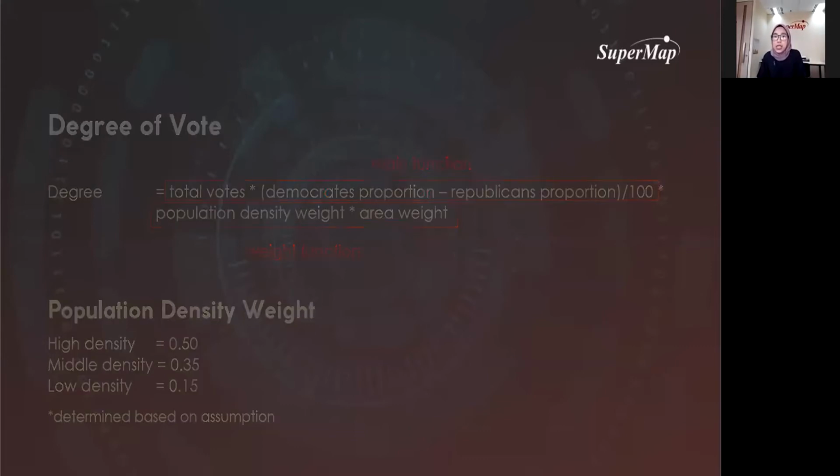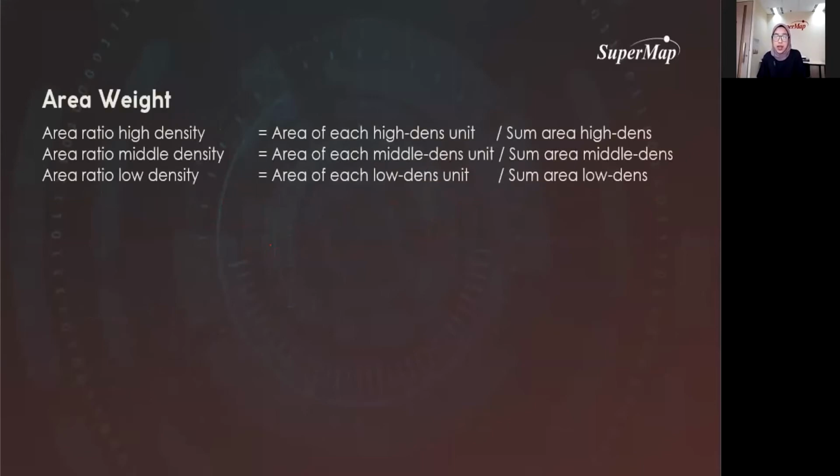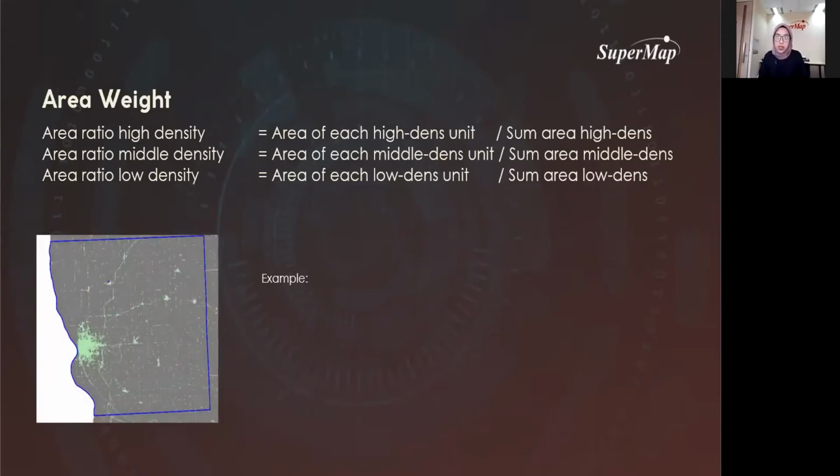For the population density, we will only assign the number for the density weight based on the assumption. But for the area weight, it's quite complex because we will do some calculation first before achieving the area weight. So the area weight is actually the ratio between the area of each unit divided by the sum area of that density in one city. Okay, let me show you how it looks.